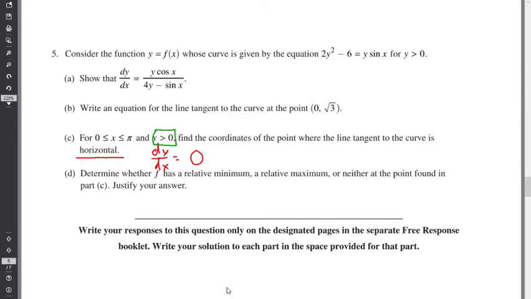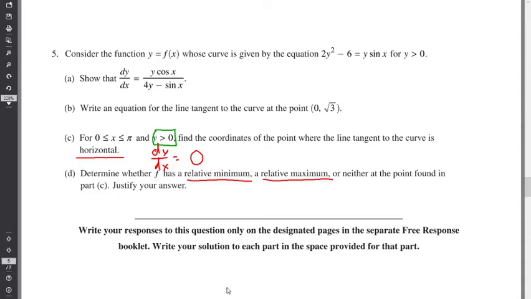Then for part D, determine whether f has a relative minimum, relative maximum, or neither at the point found in part C. So basically what we're doing is a sign chart analysis here. We found that point in part C where the derivative was 0. So we already know the derivative is 0. So we need to know: is f prime changing from negative to positive, from positive to negative, or is it not changing at all?